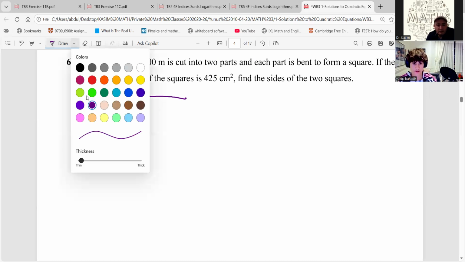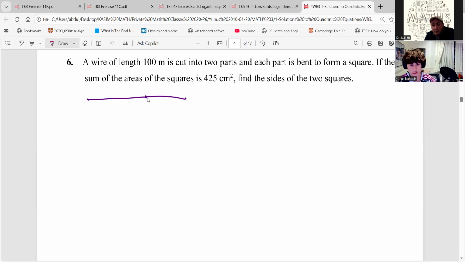Just the idea, Yunus, for you. After cutting off this wire, I'm going to make squares, right? When I fold it into a square, the square has four sides. So just to make my equation easier, let's say the length of this wire is 100. If this part is 4x, what is the length of the remaining part? 100 minus 4x. Now if I bend the first part, suppose I get this square, and if I bend the second part, I get this square.